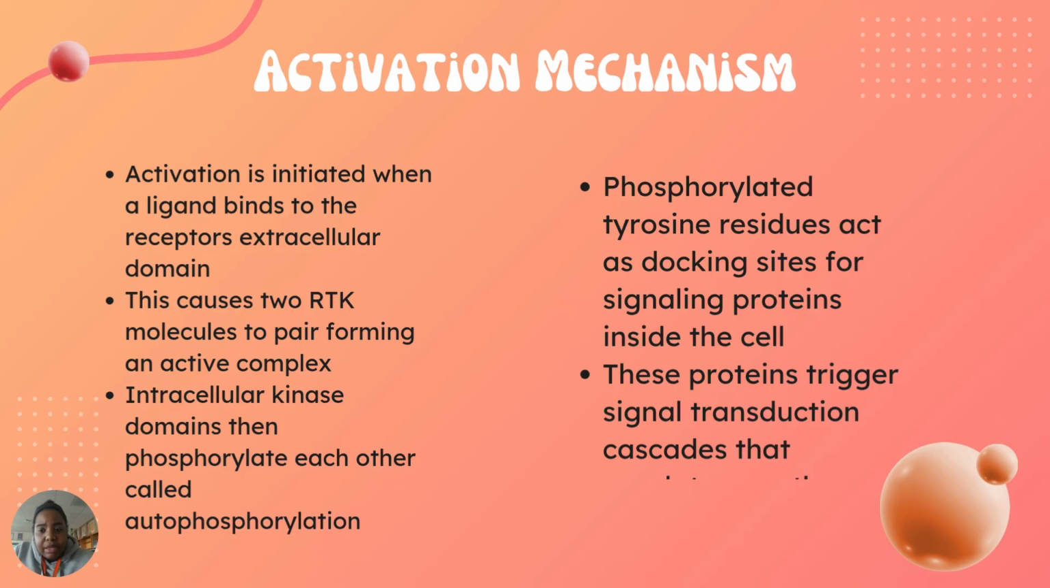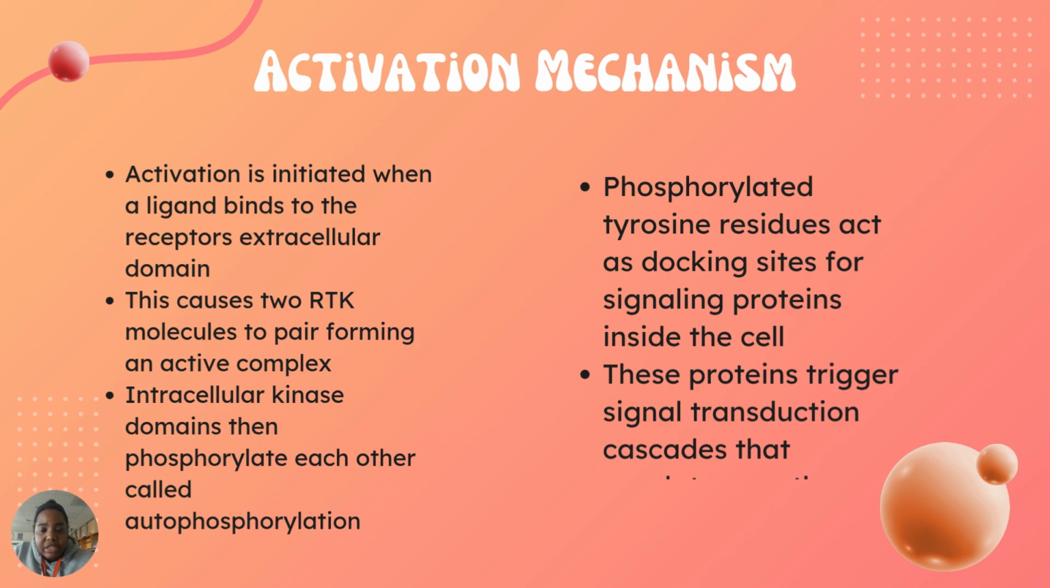After binding, two receptor molecules move together and pair up. This process is called dimerization. This is one of the most important events in RTK activation. You can think of each receptor like a half of a glow stick. Alone, they can't glow, but when you snap them together, the energy is released and the signal lights up.